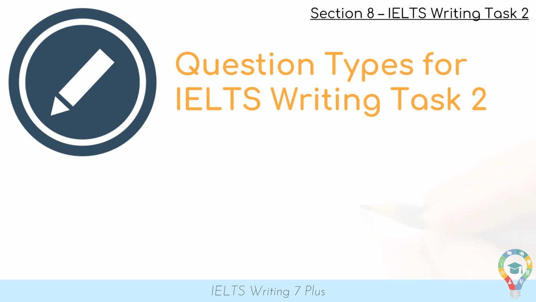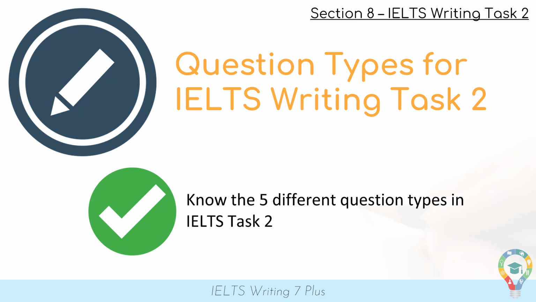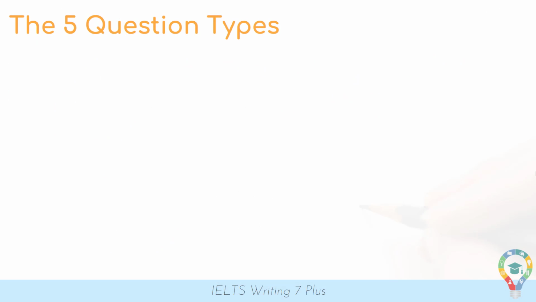Welcome to your second lesson for IELTS Writing Task 2. In this lesson, we're going to be looking at the 5 question types that you could get in your IELTS Writing Task 2 test. We're beginning to think about what kind of questions you'll get and what type of writing you're going to have to complete for this part of the IELTS test. Let's take a look at the 5 question types that you could get.